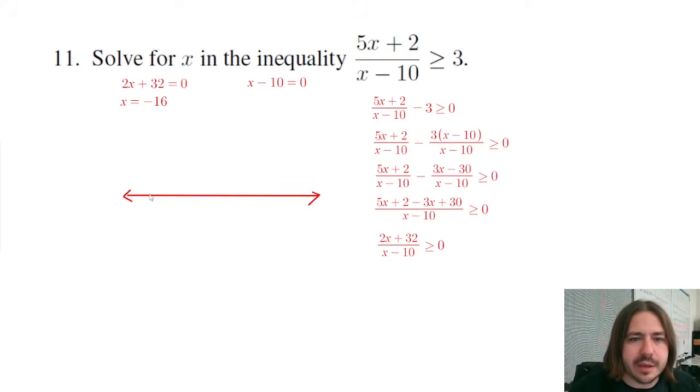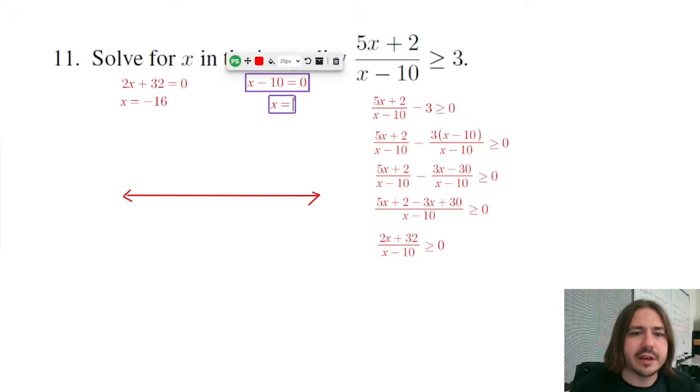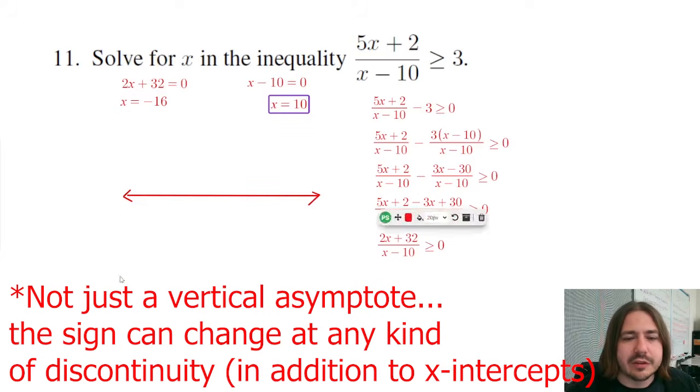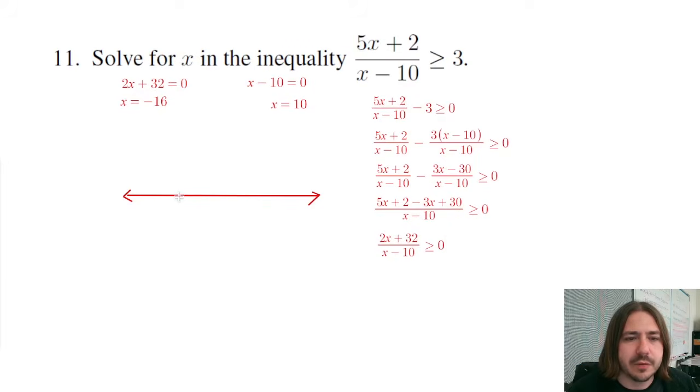Now the reason why I'm setting each of these sides equal to 0 and then solving them is because the sign of the function cannot change unless it hits either an x-intercept or a vertical asymptote. So the sign can change anytime that x value makes either the numerator or the denominator 0. So I'm going to mark these two numbers on this number line.